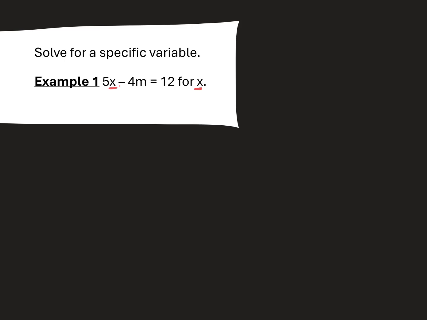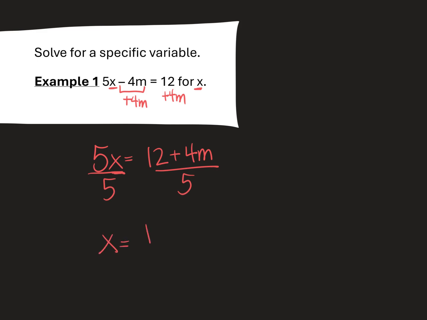I want to get rid of the minus 4m first, so I'm going to add 4m. This will seem quite strange to you at first. 5x equals 12 plus 4m. We cannot add those together because they're not like terms. And now I want to get x alone. How do I undo multiplying by 5? I divide by 5. So your answer is going to be an expression, not just a single number like we're used to when solving an equation.